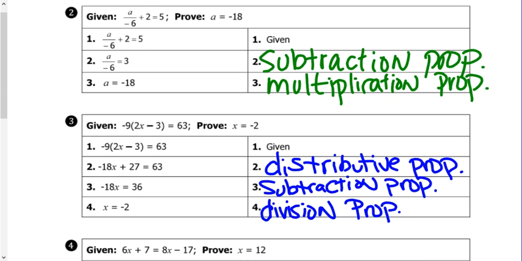Alright, so here's my answers. In number 2, I start off with my given, I use the subtraction property of equality, and then I use the multiplication property of equality. In number 3, I start off with my given, I use the distributive property, then the subtraction property of equality, then I use the division property of equality.